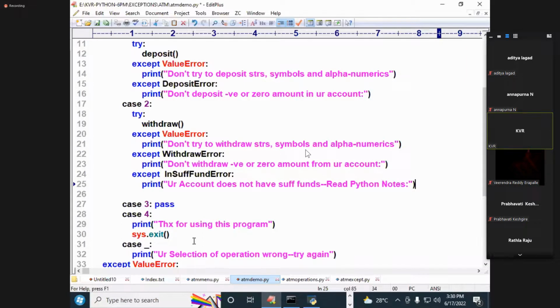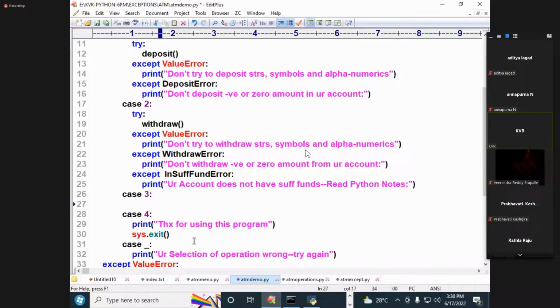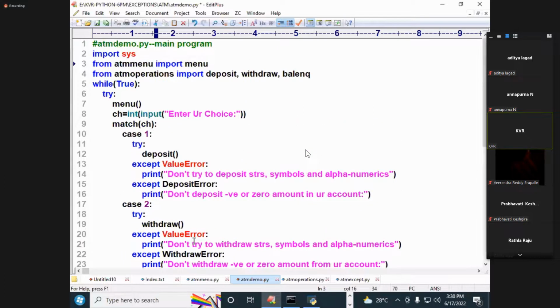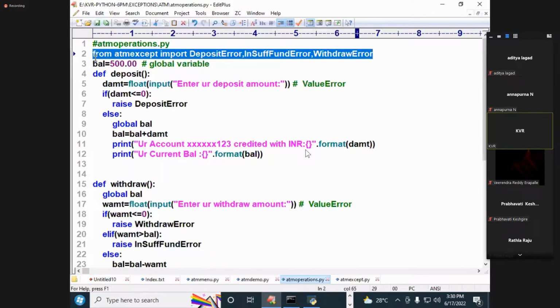Read that. Now coming to the next, case number 3. Right. All sorts of exceptions are done. What should I call? Yes, balance inquiry. So here, see students: withdraw error, insufficient fund error, deposit error. I need to take these exceptions also now. Whatever exceptions you imported there, get them once again into this place. Try to see how many exceptions are there.